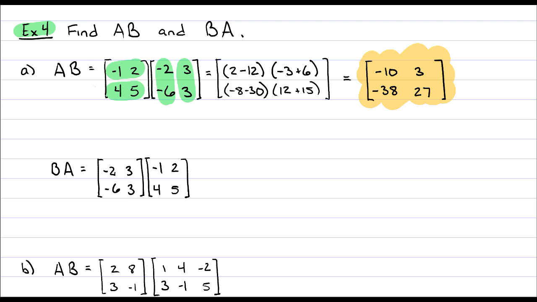It turns out, however, that multiplication of matrices is not commutative. The order does matter. And we will see that by working through this example. And you'll see that we actually get a different result by doing the multiplication in a different order.